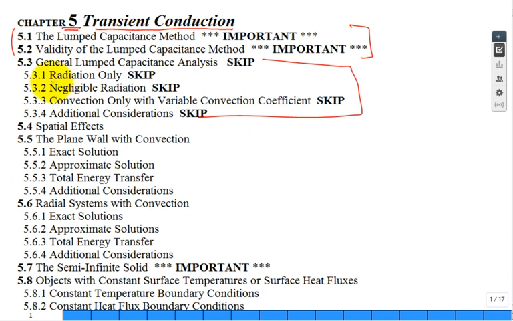But you could do thermal radiation. Tuck it in the back of your mind: if you ever have just a purely thermal radiation problem, yes, lumped capacitance may be justified. That's pretty slick stuff, but in the interest of time.